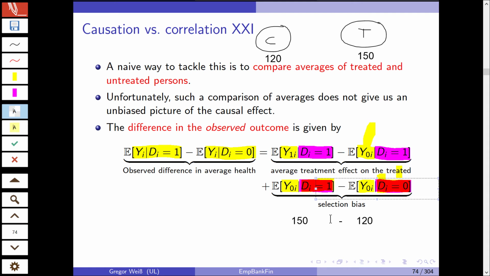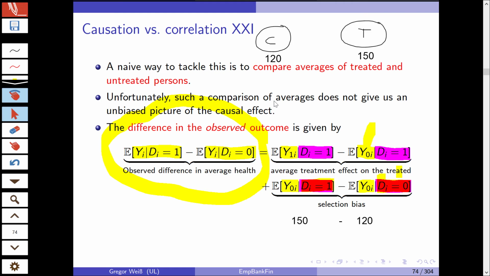So this is the selection bias, and you're interested in the average treatment effect on the treated. If you have those with already 150 blood pressure before and after, before the treatment here and after the treatment, this is confounded by the selection bias, and this on the left hand side is the only thing you can observe. The average health. You don't know whether it's the selection bias or the average treatment effect you're looking at. Okay, so this is the problem here.